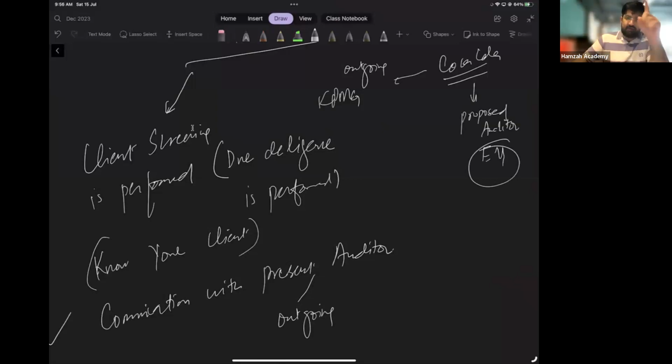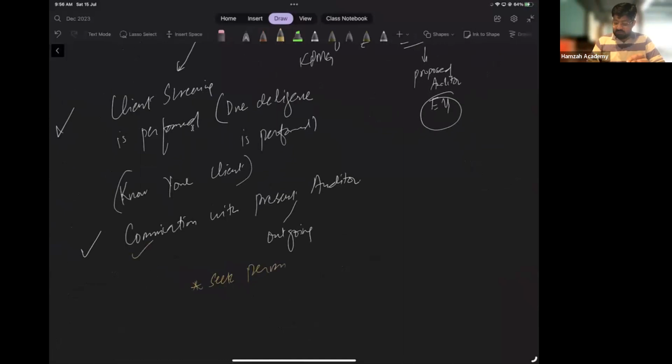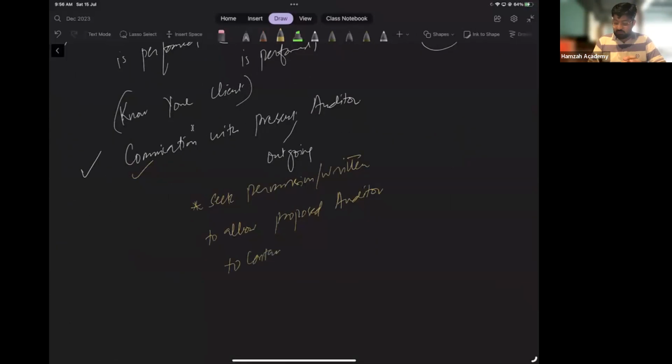So EY will ask Coca-Cola two things. Number one, give us permission, we want to contact KPMG. Allow us specifically. So I will say: seek permission from the client, under this point. Seek permission or written approval to allow the proposed auditor to contact the outgoing auditor.